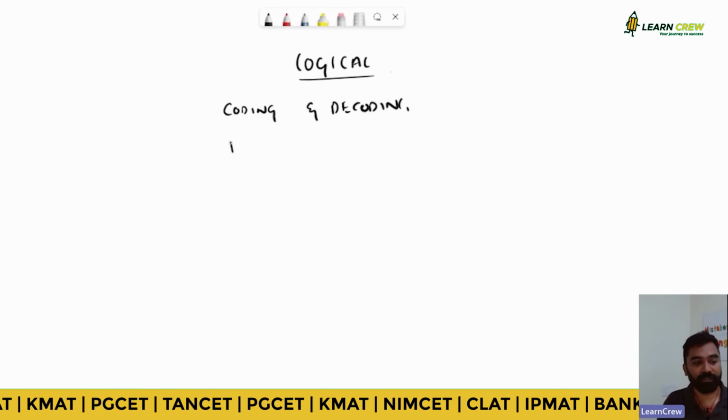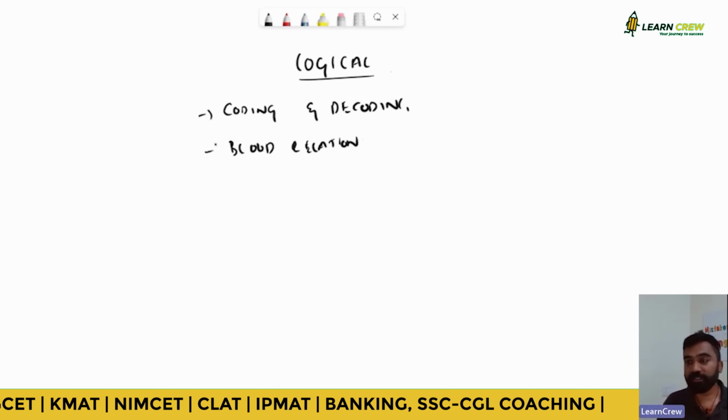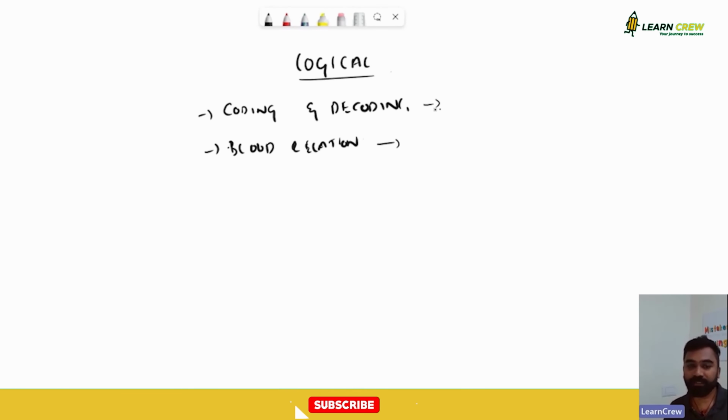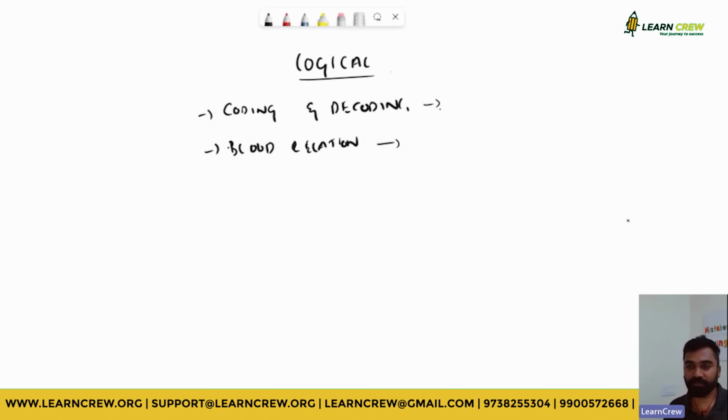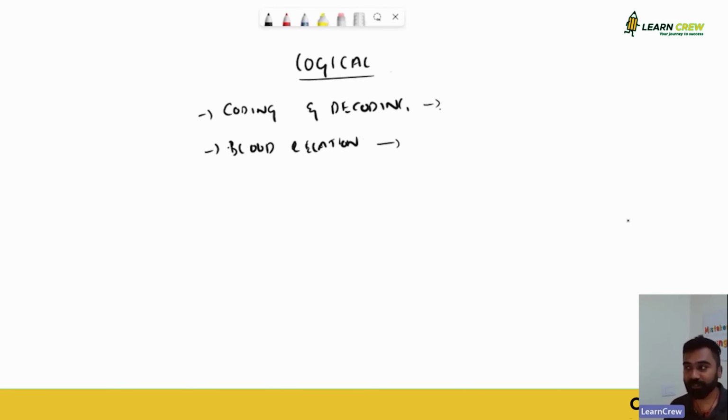decoding and your blood relation. Blood relation. Fine. This is the first one. This is the second one. 4 to 5 different types are there. Just focus on those 4 to 5 different types. 100% you can score a mark. So almost 3 to 4, or at least 5 to 6 marks. It is a confirm from it, so you can get it easy.